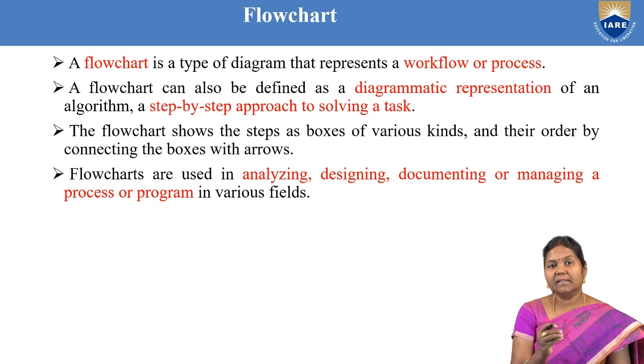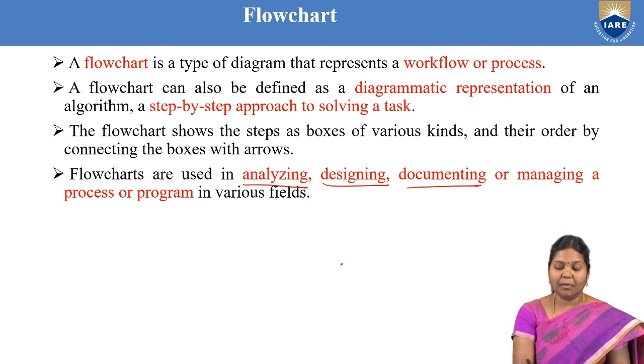At least you can understand that a flowchart requires a number of symbols to understand the step-by-step process of solving a task. So the flowchart consists of a number of symbols. Flowcharts can be used for multiple purposes also. You can use flowcharts for analyzing a problem, for designing a problem, for documenting a problem, or for managing a process or program. So in various applications, flowcharts may be useful. Now let us discuss what symbols are popularly used in a flowchart and how to write a flowchart.